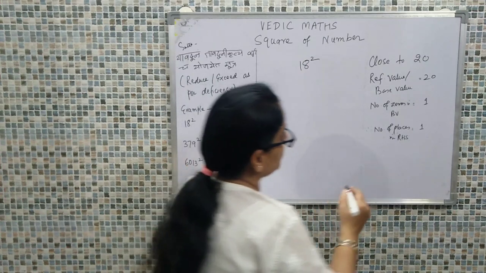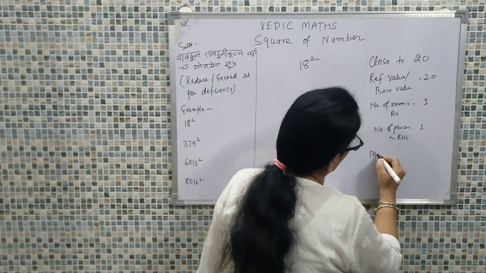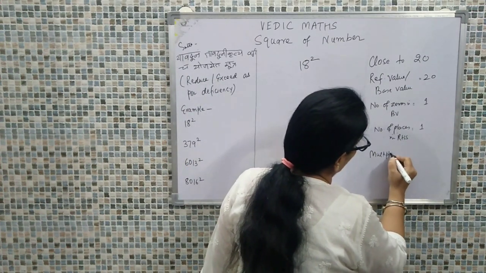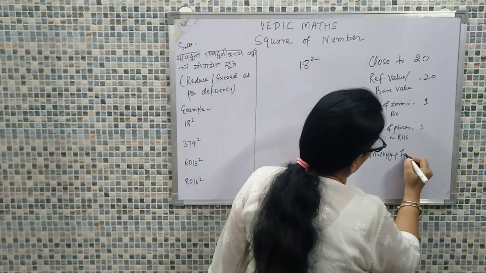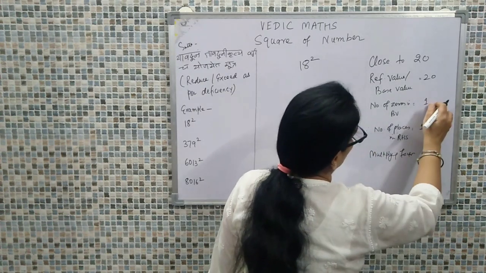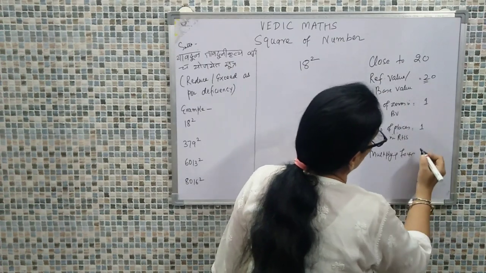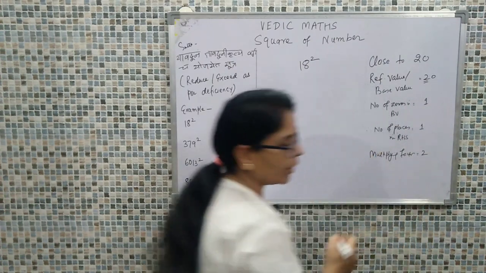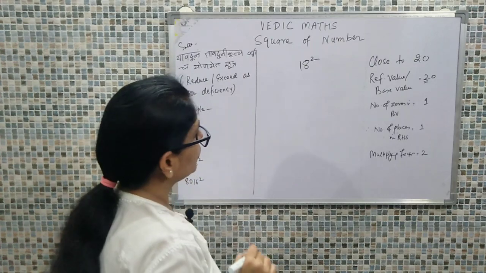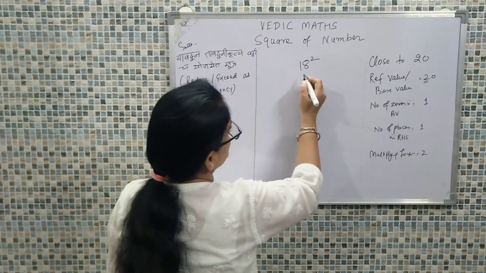Another parameter is that we need to define the multiplying factor. The multiplying factor means if we remove this particular 0, what will we be left with? We will be left with 2. So here our multiplying factor will be 2. Now let's start to solve this particular example.